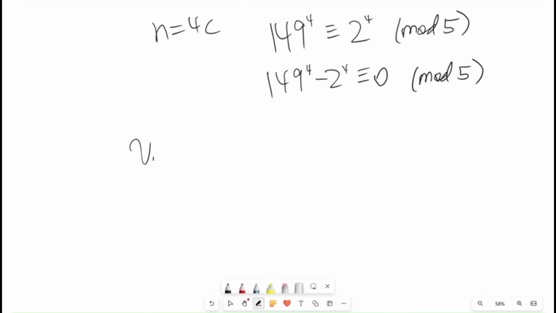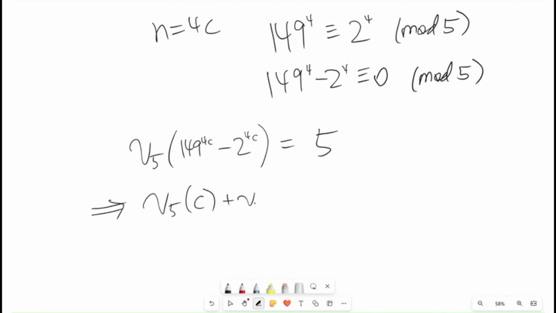And so we get V5 of 149 to the power of 4c minus 2 to the power of 4c is equal to 5, which is from the problem statement. And so the left-hand side becomes V5 of c plus V5 of 149 to the power of 4 minus 2 to the power of 4. And note that we're not doing V5 of 4c and then 149 minus 2, for example, because we want to make it c, and we want this to be divisible by 5. And so it's equal to 5.